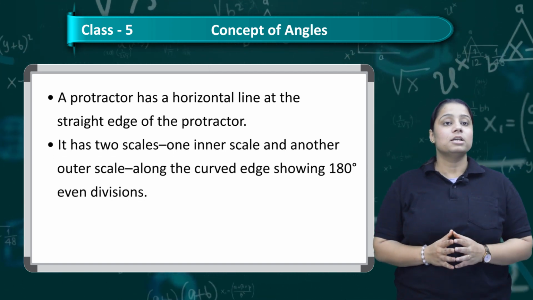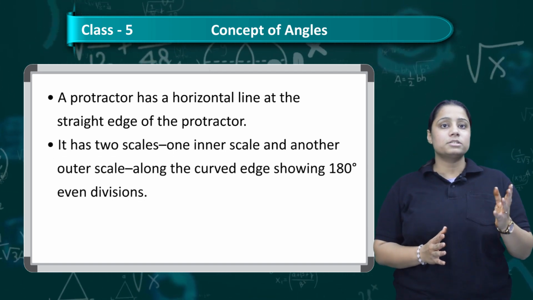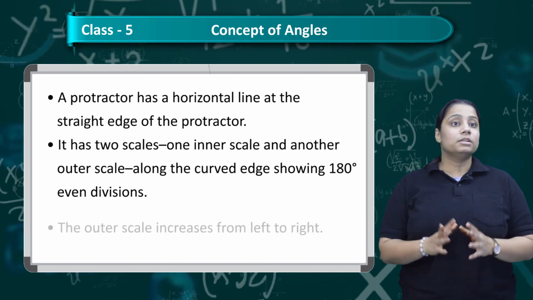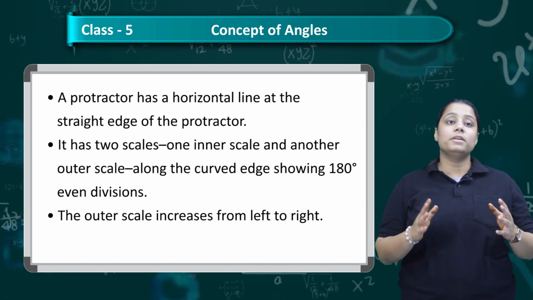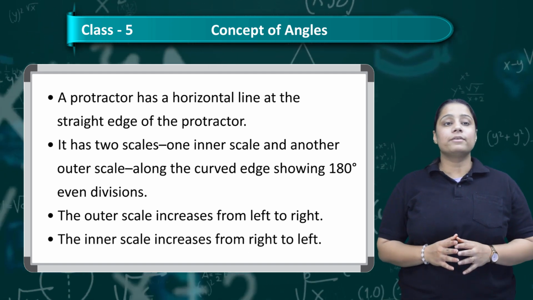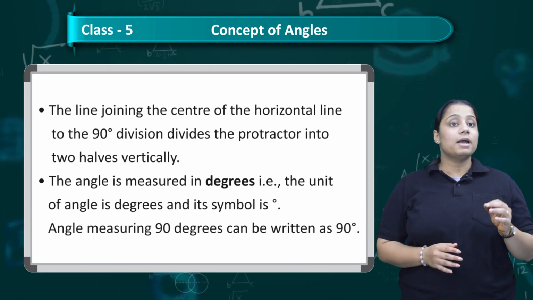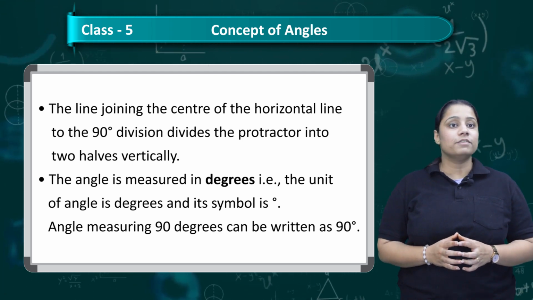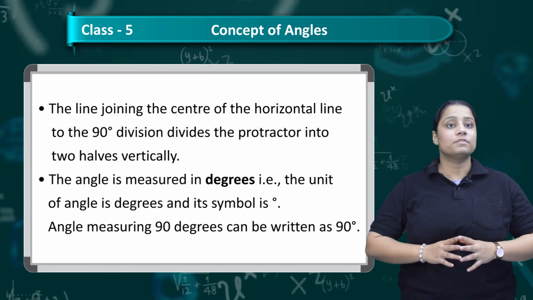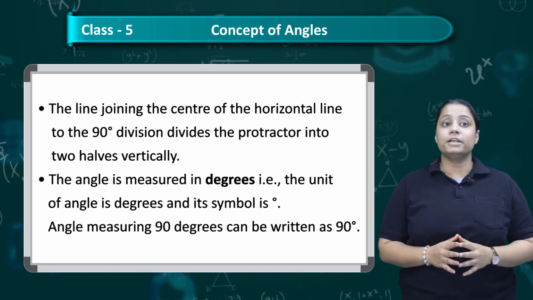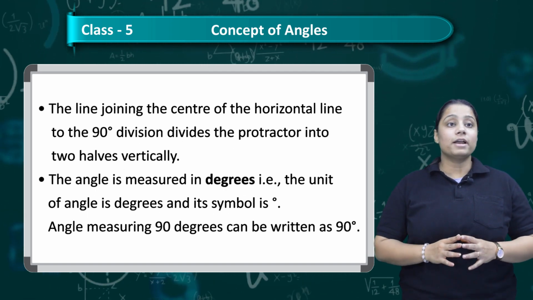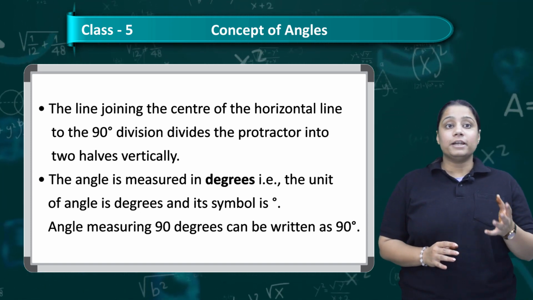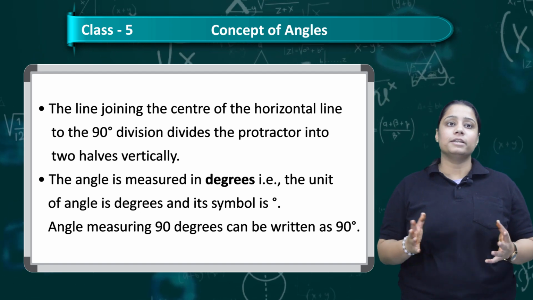It has two scales, one inner scale and another outer scale along the curved edge, showing 180 even divisions. The outer scale increases from left to right. The inner scale increases from right to left. The line joining the center of the horizontal line to the 90-degree division divides the protractor into two halves vertically. The angle is measured in degrees. That is, the unit of angle is degrees and its symbol is this. Angle measuring 90 degrees can be written as 90°.